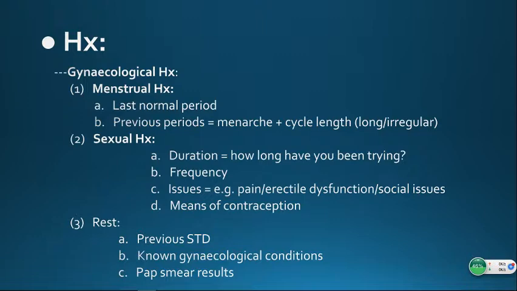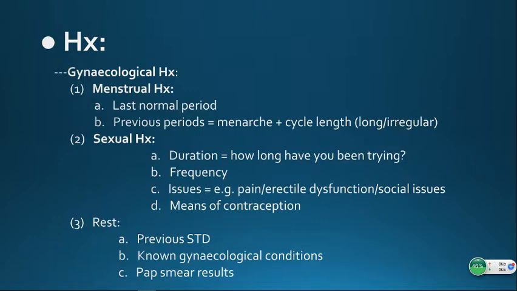So, details about the menstrual history. Basically, you would like to know about their last normal period, and also about previous periods. So menarche is the age when the woman starts to have their periods. And also you would like to know about cycle length. So how long is a cycle? Is it long, irregular? Any issues such as heavy bleeding or heavy pain?